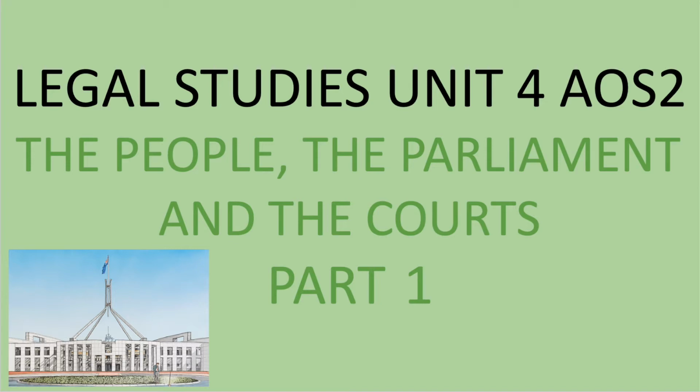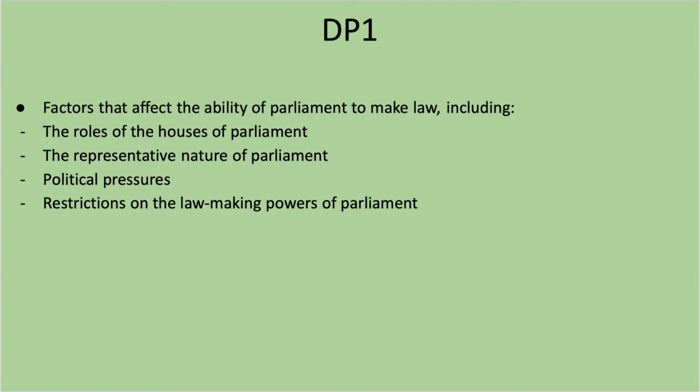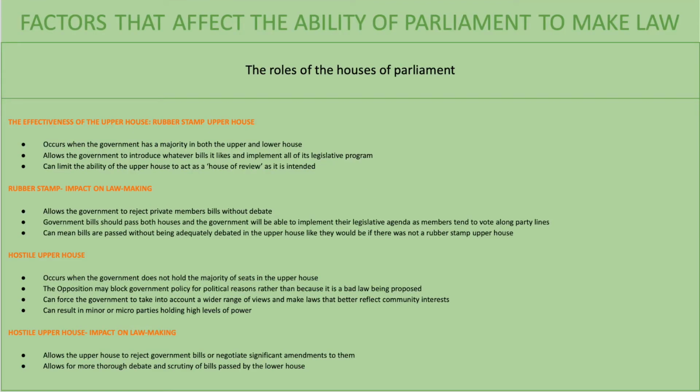The focus of today's video is dot point 1: factors that affect the ability of Parliament to make law, including the roles of the Houses of Parliament, the representative nature of Parliament, political pressures and restrictions on the law-making powers of Parliament. The roles of the Houses of Parliament.